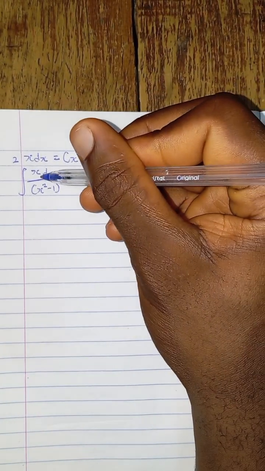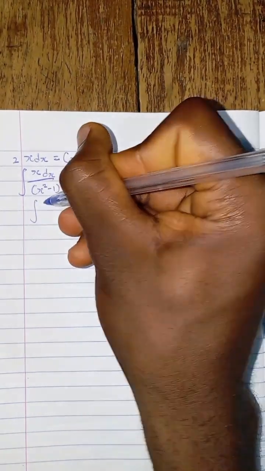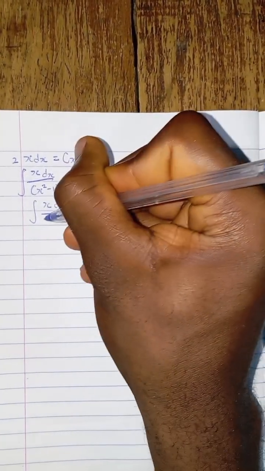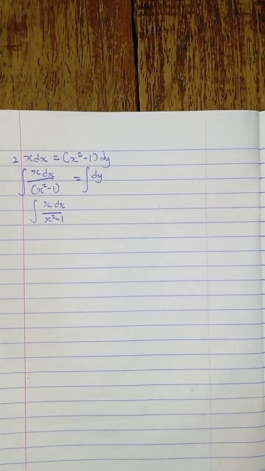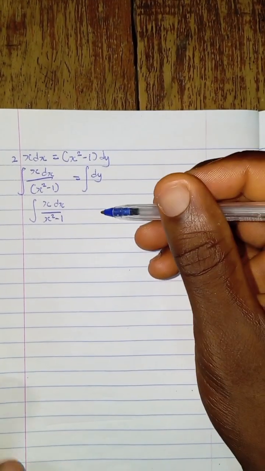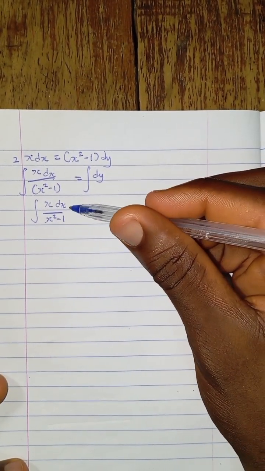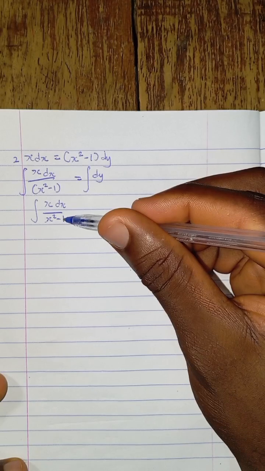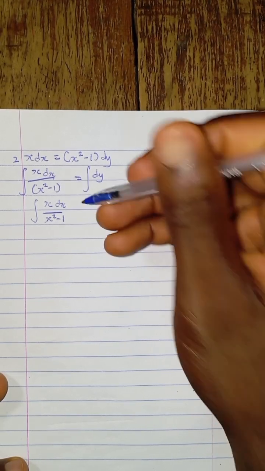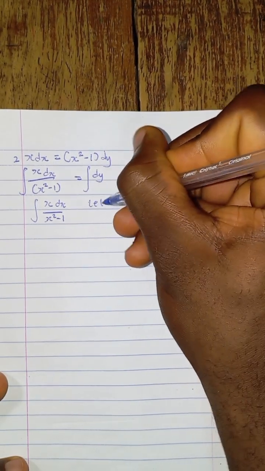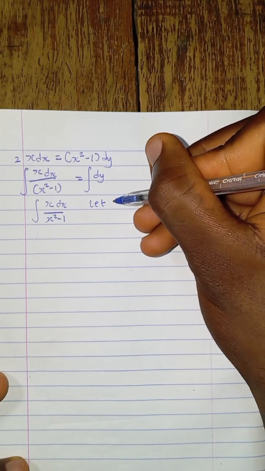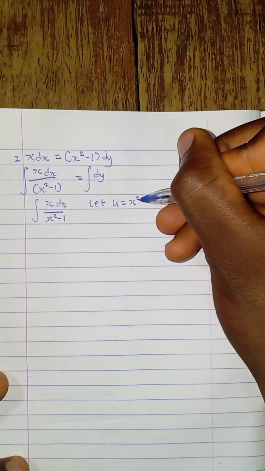I would like to solve this separately. Let's bring it out: x dx over x squared minus 1. Recall from integration, when we have something like this, we differentiate the denominator. So let's do it like this: let u equal x squared minus 1.